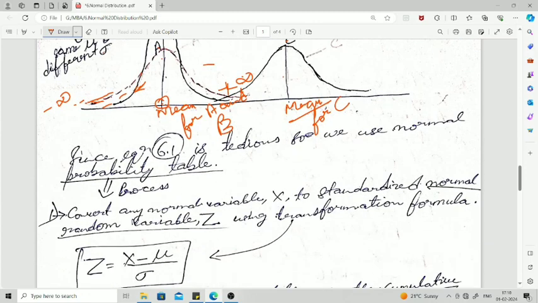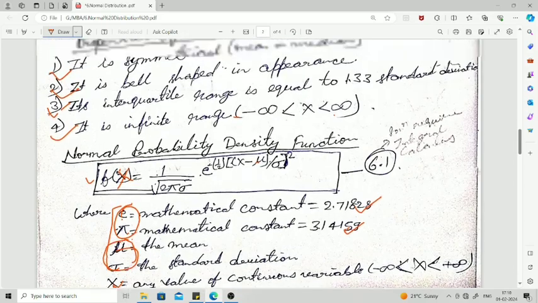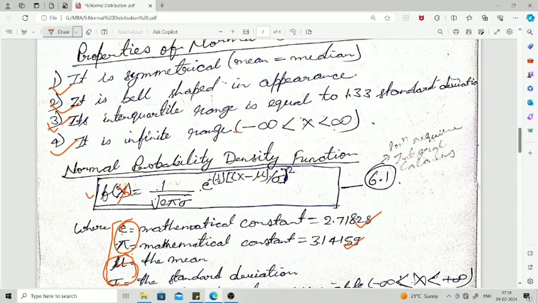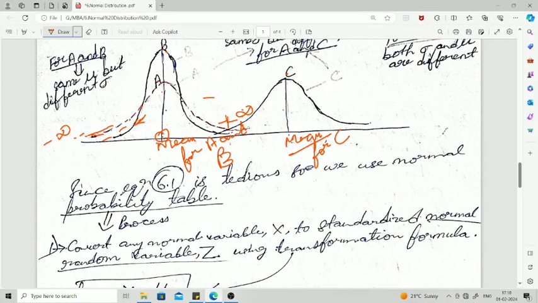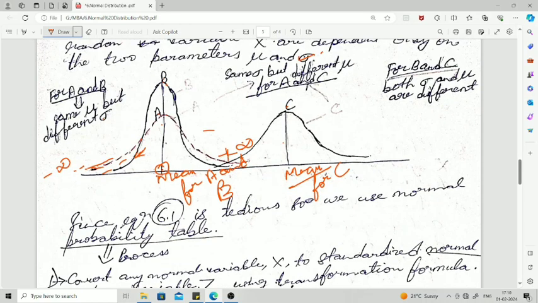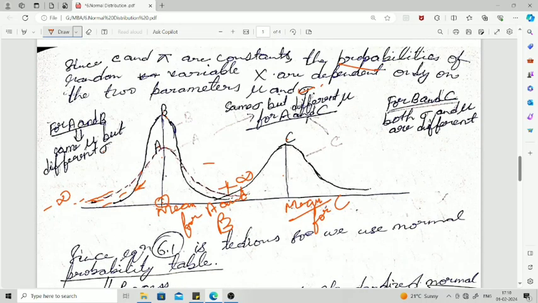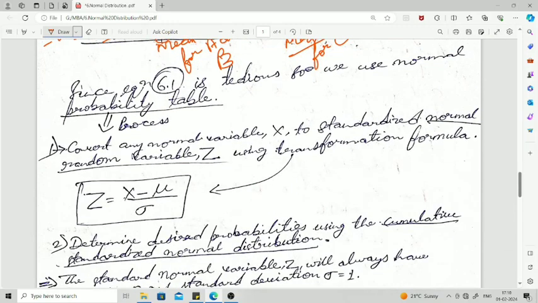So here now you see it is written: since equation 6.1 is tedious, the above equation, this normal probability density function, is very tedious, and for solving this you need integral calculus. Okay, so that's why we use another method to find out the probability of any random variable. So for that, there is a process given here.